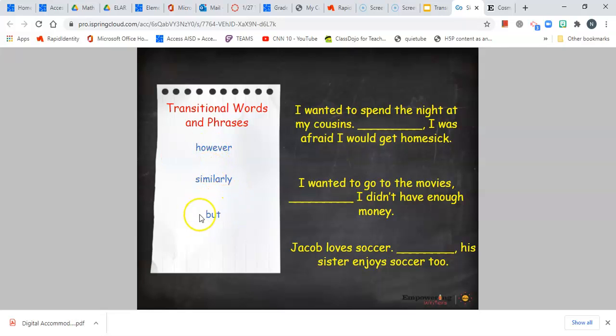So notice you have two contrasting sentences. The first sentence is different than the second sentence. Like they're saying different things. This one, it's saying that they both do the same thing together. So figure out which one of these transitional phrases you're going to put in each of these sentences. You can pause the video while you think.